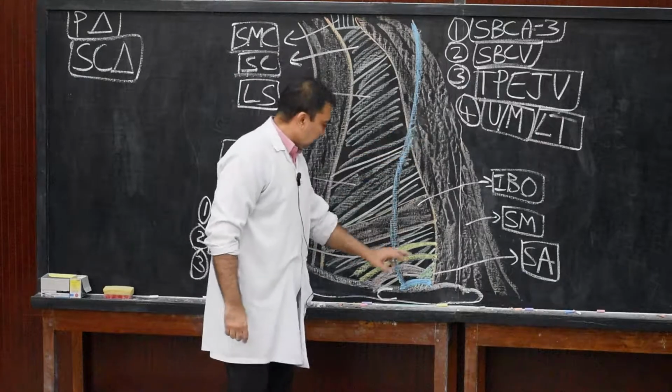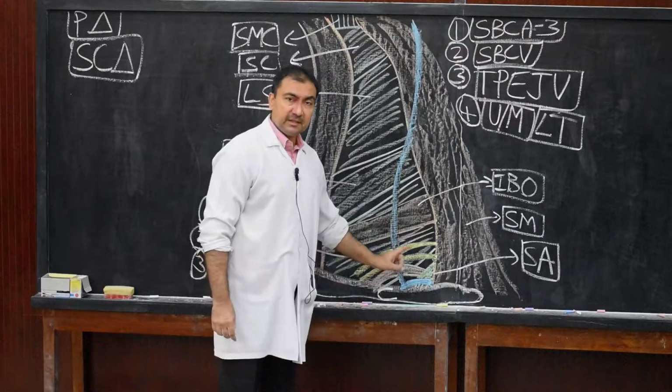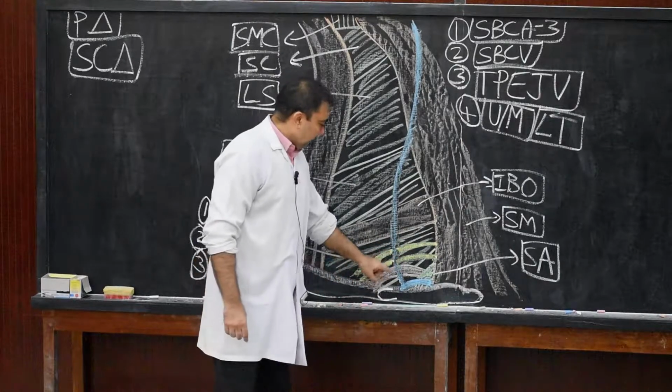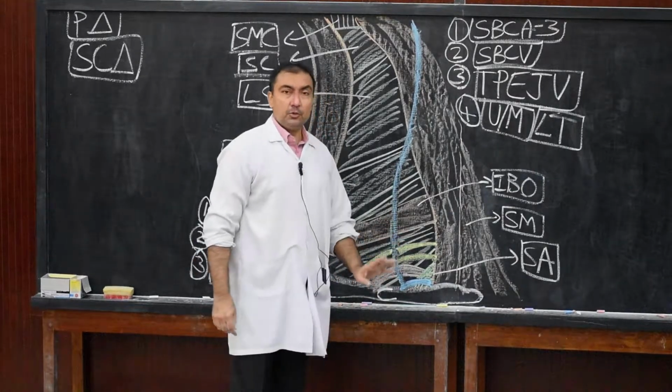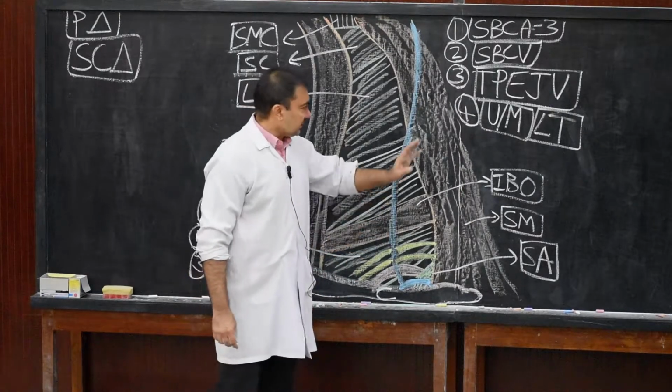What about the lower trunk? This lower trunk will lie behind the subclavian artery, and that is why it is not visible in the diagram. So behind the subclavian artery is the lower trunk of the brachial plexus. This is content number 4.